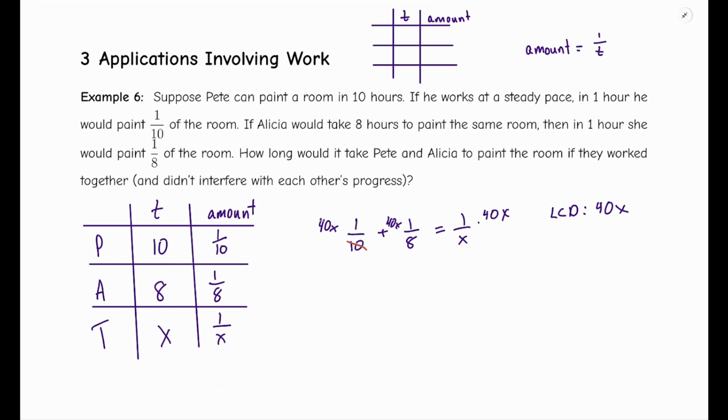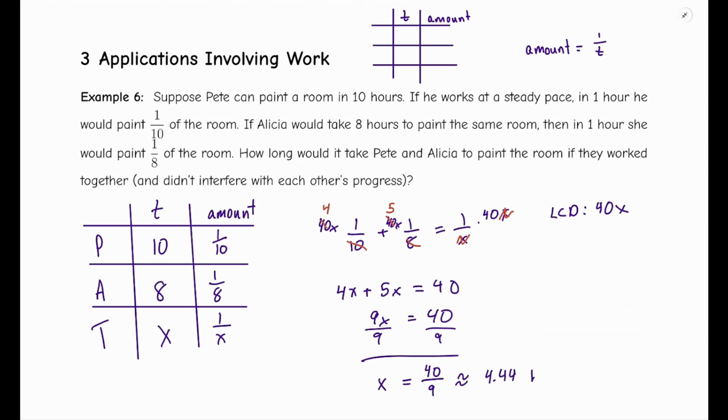The 10 reduces the 40 to a 4. The 8 reduces the 40 to a 5. And then the x cancels out on the right. We get 4x plus 5x equals 40. So we get 9x equals 40. Divide by 9, we get x equals 40 ninths, or approximately 4.44 hours. So working together, it'll take them about 4.5 hours.